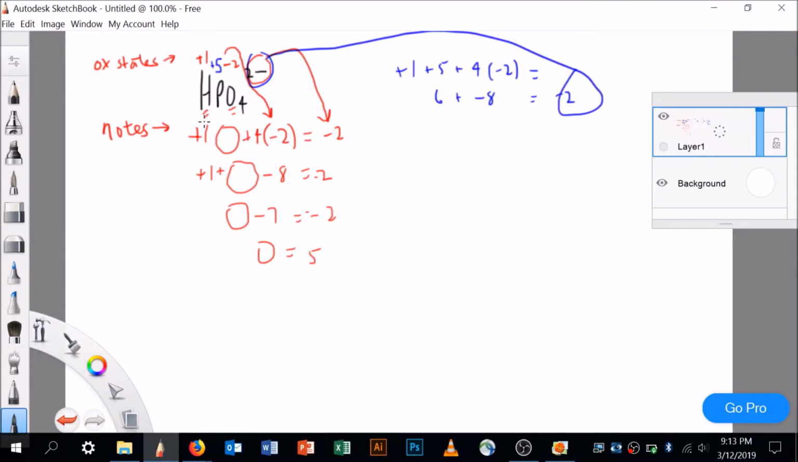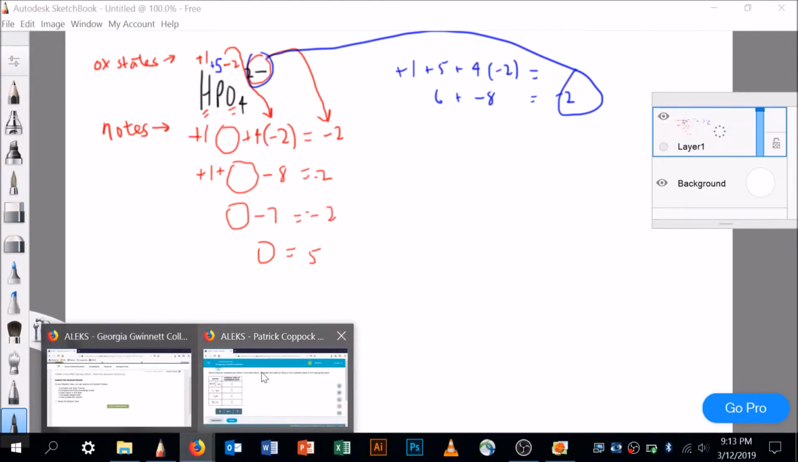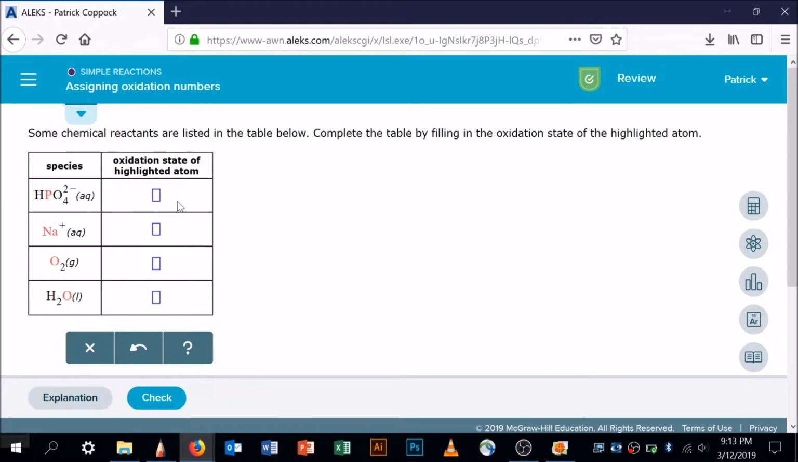Let's go do another one. And I'm going to patiently go through this just like you ought to be doing. Okay, +5. Now sodium. Let's go back through.